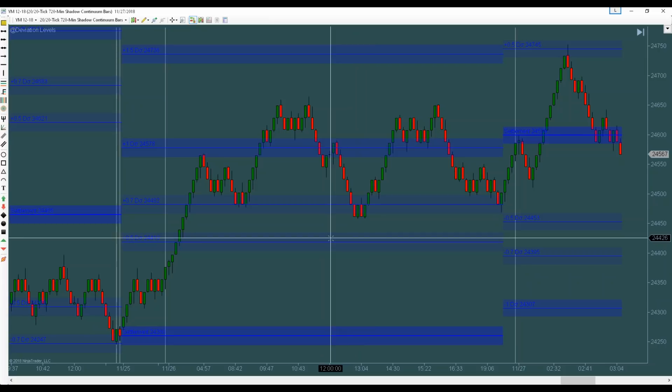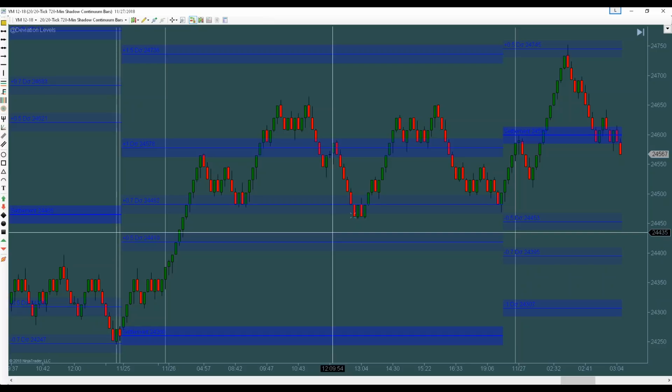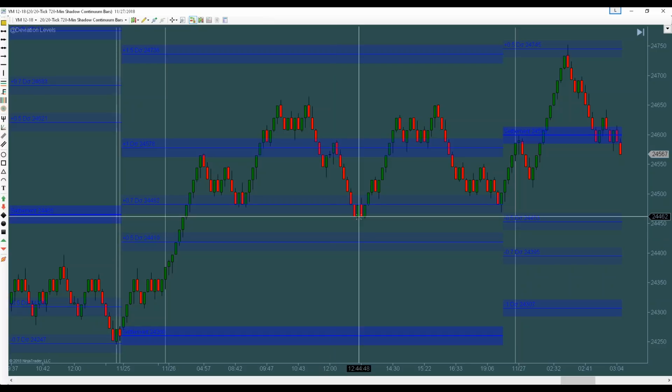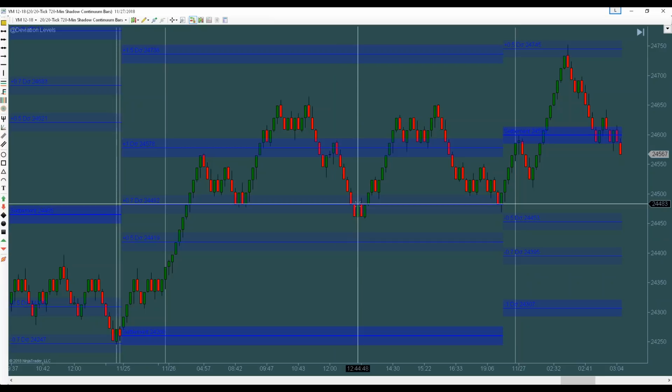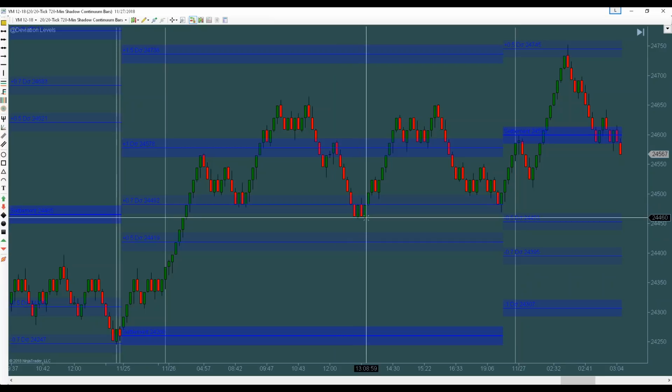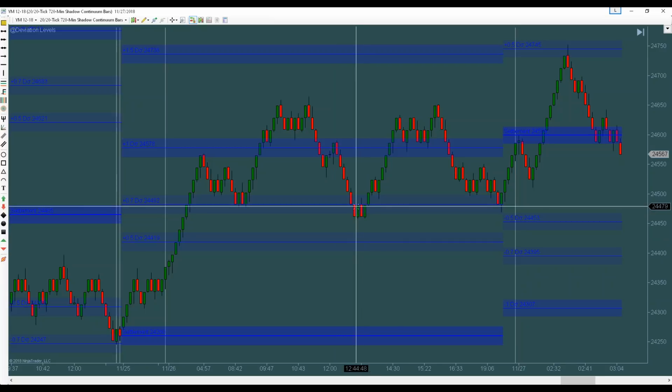Well, it means the market went down 20 ticks, then it went directly up 20 ticks, a little farther, and then down 20 ticks, and then up 20 ticks. That's 20 up, 20 down, 20 up, 20. That's chop. That's consolidation. That's a squeeze, right?